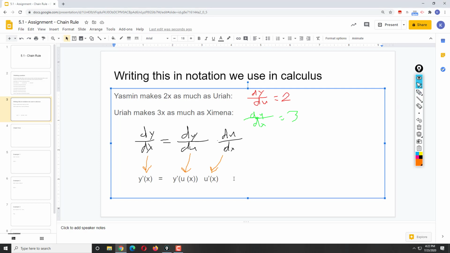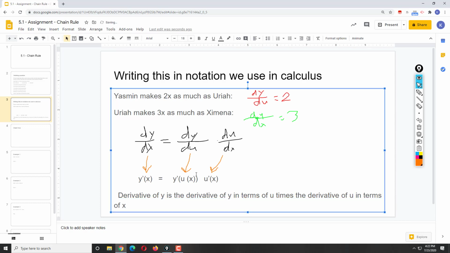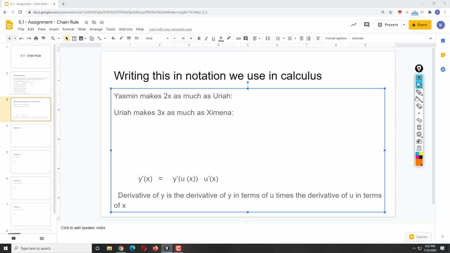Another way of thinking about this is that the derivative of y is the derivative of y in terms of u times the derivative of u in terms of x. Some examples will hopefully help make this more clear. Example 1.